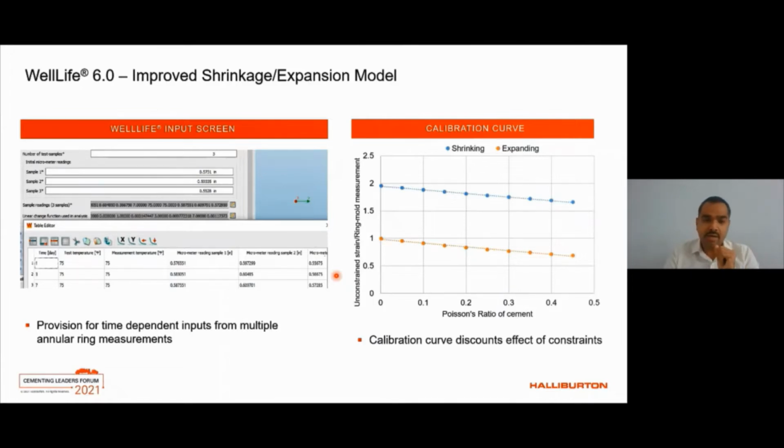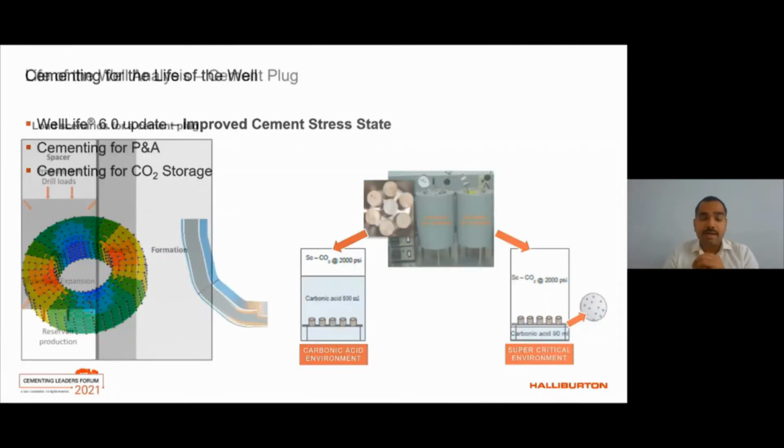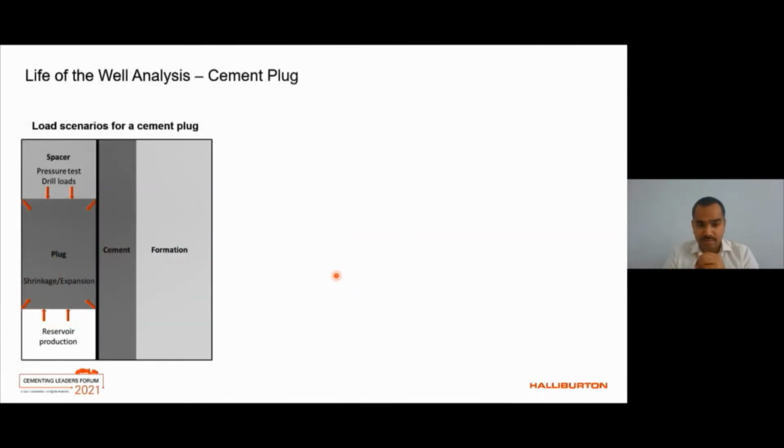So this is how we have worked on improving the stress state of cement by relying on an API recommended test method and further overcoming the constraints offered during the measurement itself. Now let's look at the second feature, which is about considerations during cementing for the plug and abandonment, in general for any plug. Now, when we say what kind of loads the plug will experience, it really can be a broad question. What we try to do here is create an example for you to show what kind of analytical capabilities are available at your disposal.